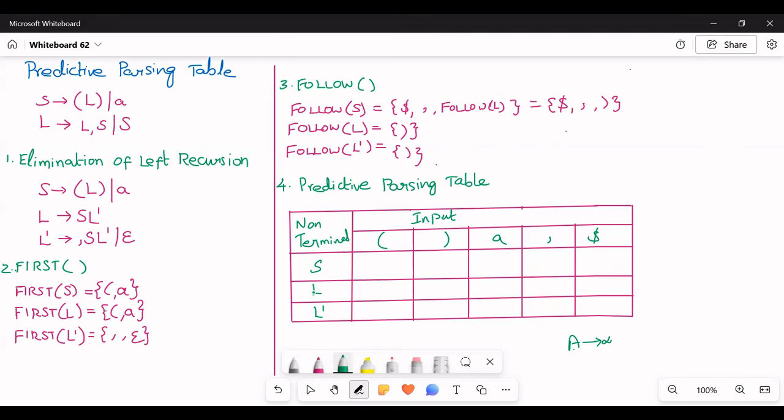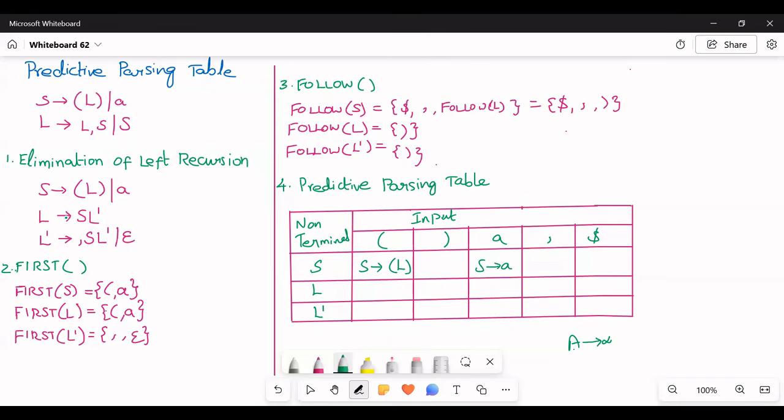So first we consider the productions one by one. S tends to open parenthesis L close parenthesis. First of left parenthesis is left parenthesis, since it is a terminal symbol. So in row S and column left parenthesis, we write S tends to open L close. Then consider S tends to A. First of A is A. So in row S, column A, we write the S tends to A production. Similarly, we fill all the others.